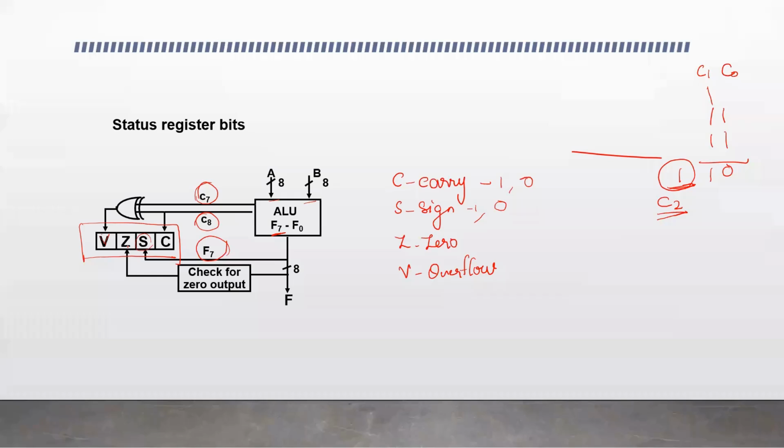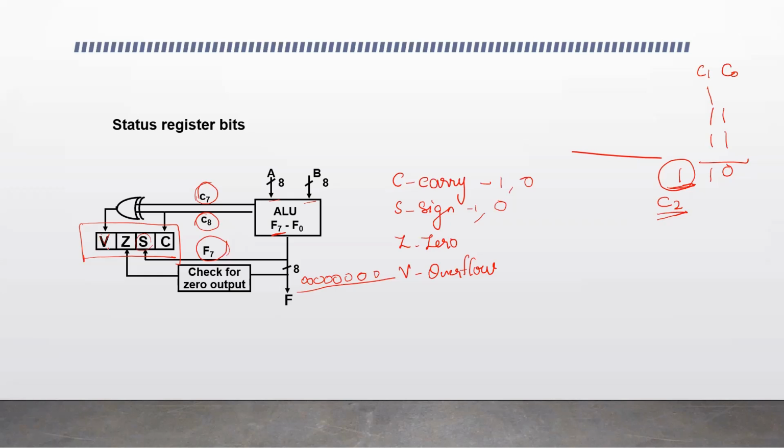And the zero flag is to check for 0 output. Once the operation is performed, we check whether all the 8 bits of the result are 0. That is passed through a circuit that checks for 0, and if it is 0, the value of this flag is set to 1. If it is not all zeros, it is set to 0.